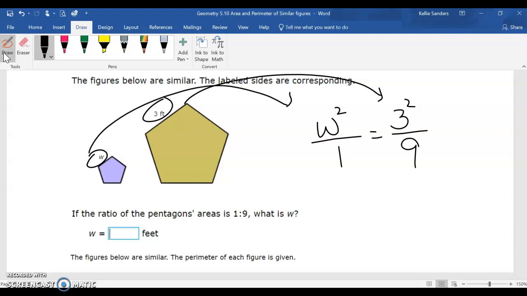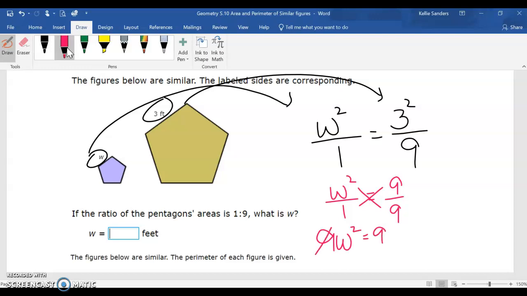Now let's see what we got. There's several different ways that we can work this, but I'm going to pretend that you have no clue what else to do. So we're going to keep W squared over 1, 3 squared is 9, over 9. If I cross multiply, 9W squared equals 1 times 9, which is 9, divided by 9. W squared equals 1. And then we square root it, so W is going to be 1, because 1 times 1 is 1. So it would be 1 feet.